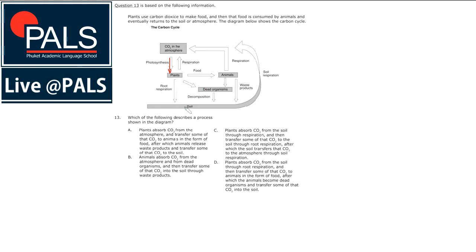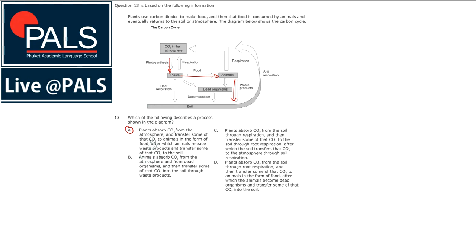Which of the following describes a process shown in the diagram? Plants absorb CO2 from the atmosphere and transfer some of that CO2 to animals in the form of food, after which animals release waste products and transfer some of that CO2 to the soil. That sounds correct. So let's go through this one more time. We have the first arrow here already. Plants absorb CO2 from the atmosphere, transfer some of that into animals in the form of food, after which animals release waste products and transfer some of that CO2 to the soil.